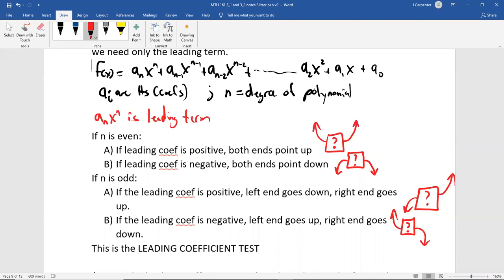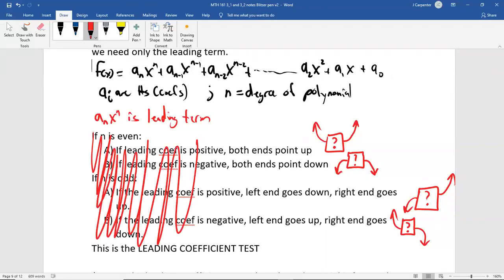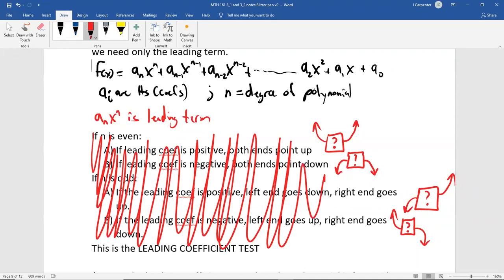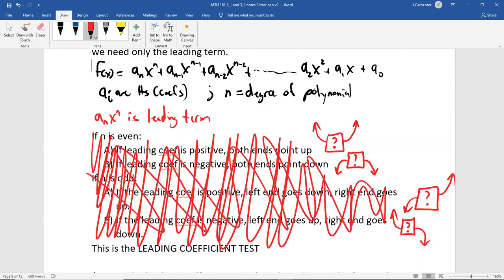It's the odd case that people mess up more than anything else. But I'm going to give you an amazing way to remember this. All the words I just had you handwrite, type, however you're doing this, that is not how I do this at all.